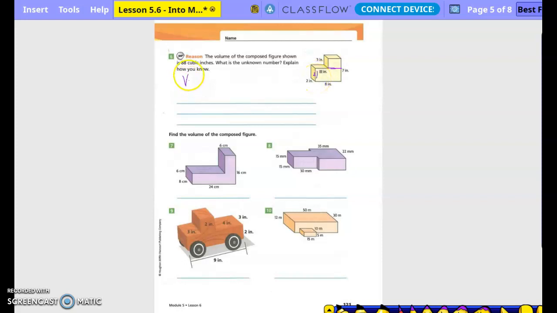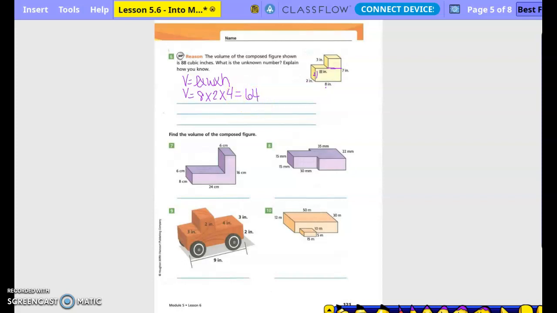So volume equals length times width times height, right? So volume equals, what's our length? 8. What's our width? 2. And what's our height? 4. Okay, so 8 times 8 is 64. So this would be 64.